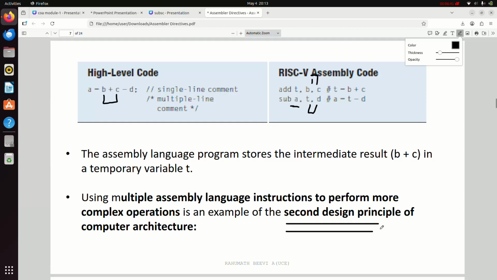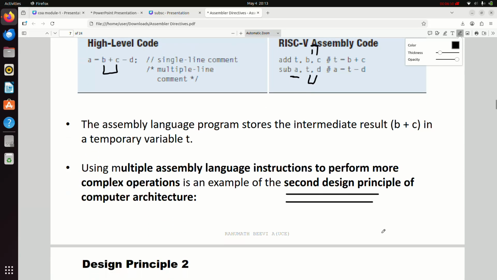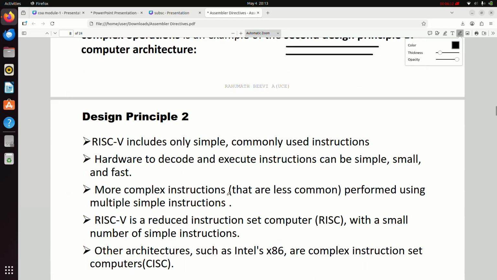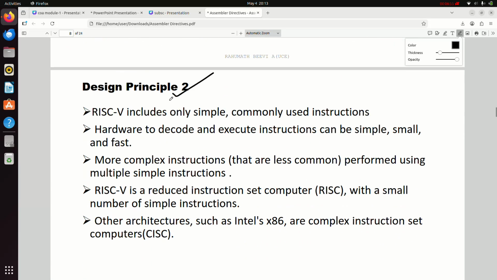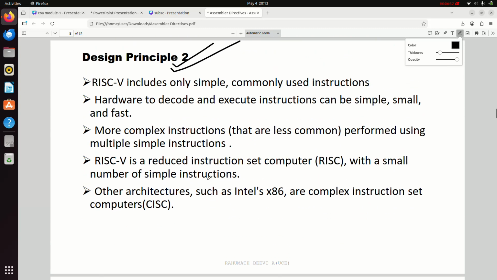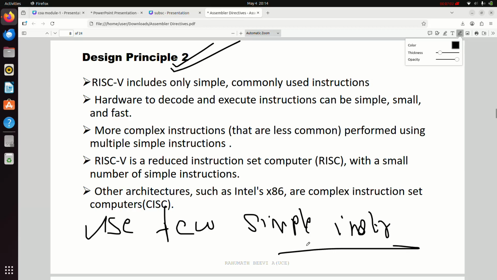The second design principle says that smaller is faster, which means you have to use only a few simple instructions, instead of one complex instruction. Write a few simple instructions. That is what the second design principle says. That means here, if you have simple instructions, you avoid complex instructions. Simple instructions are much faster and more efficient.